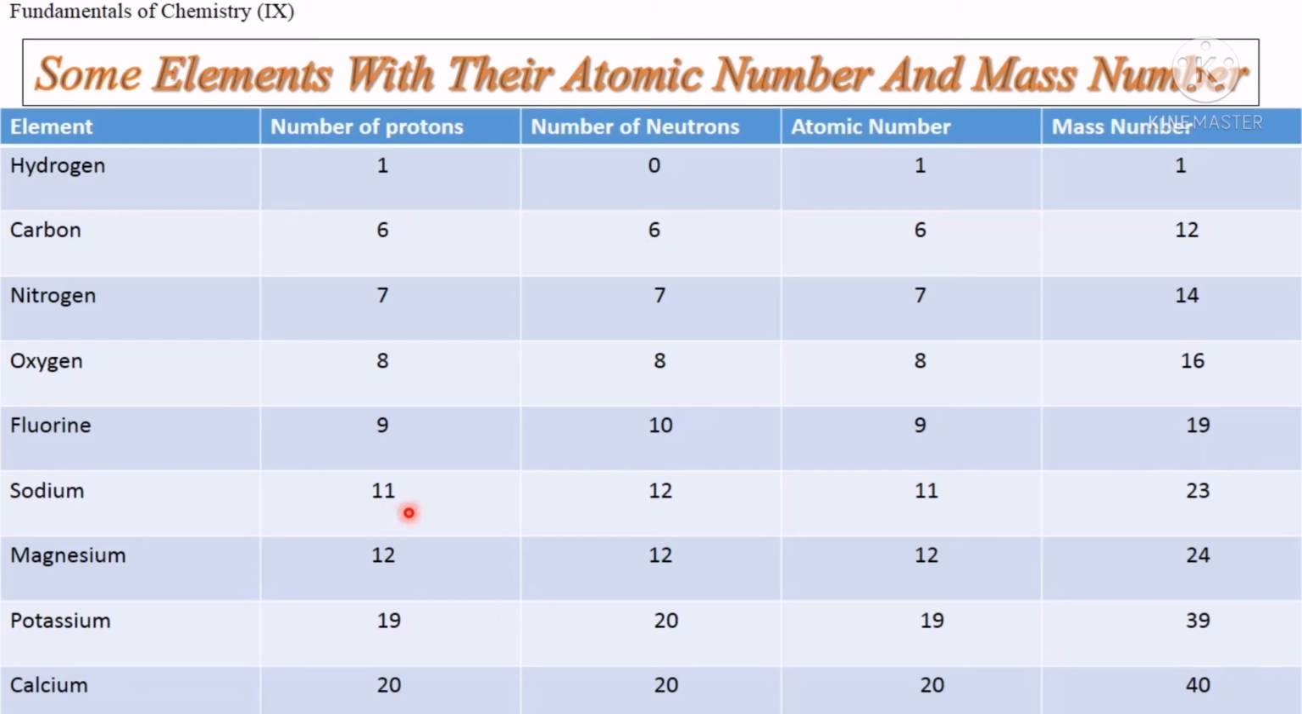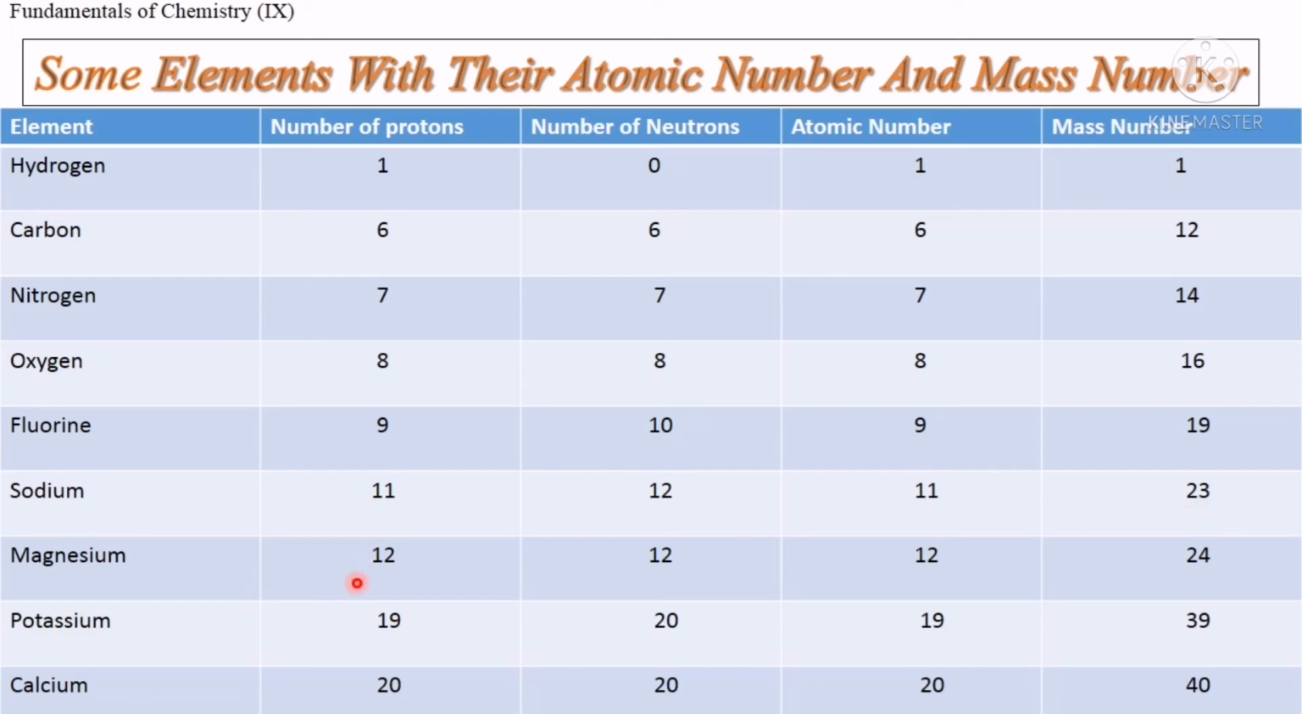So in the case of sodium, it has 11 protons and 12 neutrons. So its atomic number, which is equal to the proton number, is 11. And the mass number, which is the sum of the number of protons and neutrons, is 11 plus 12, which is equal to 23. That is the mass number of sodium.